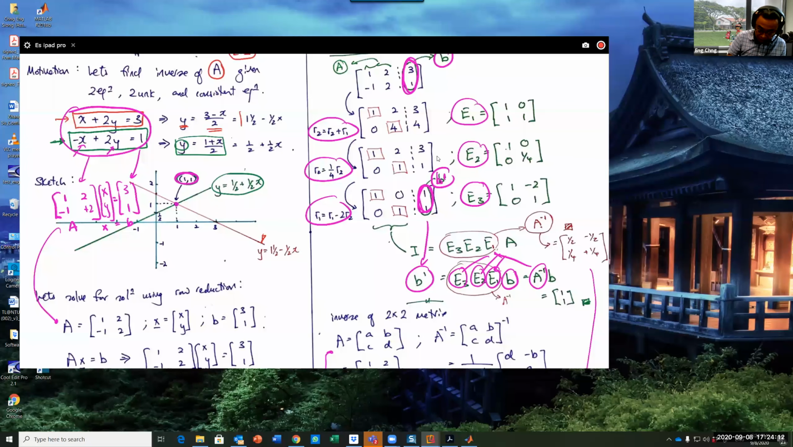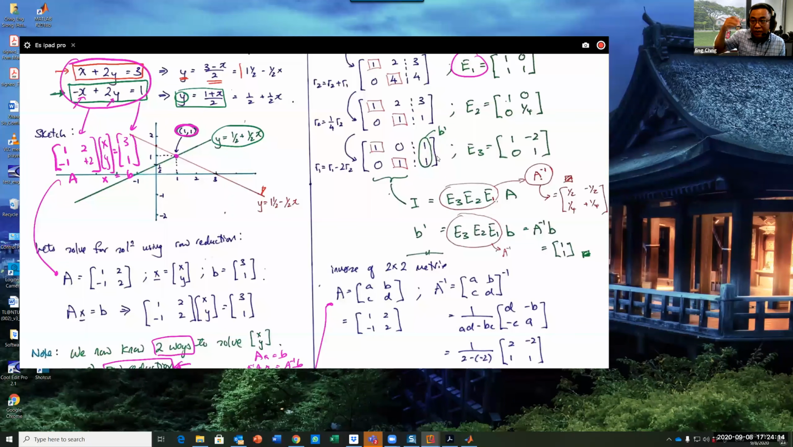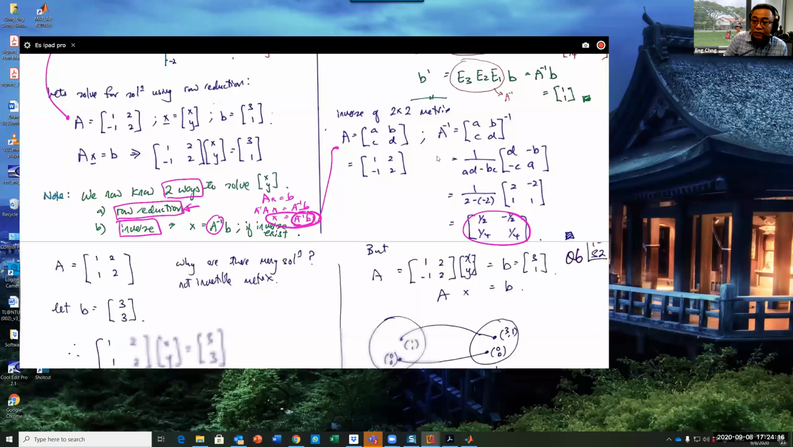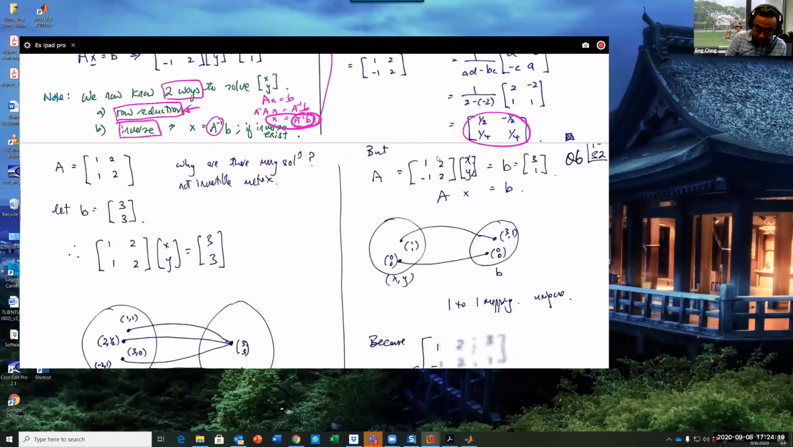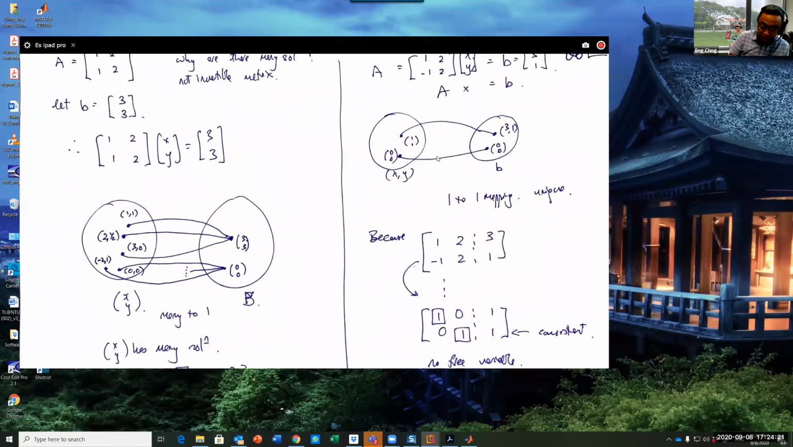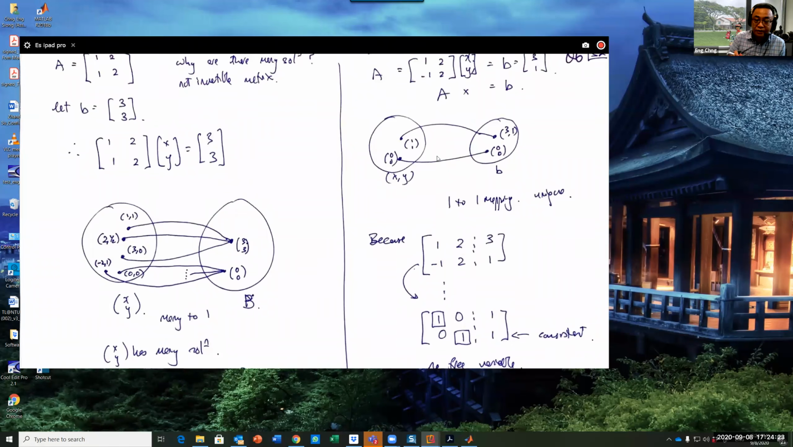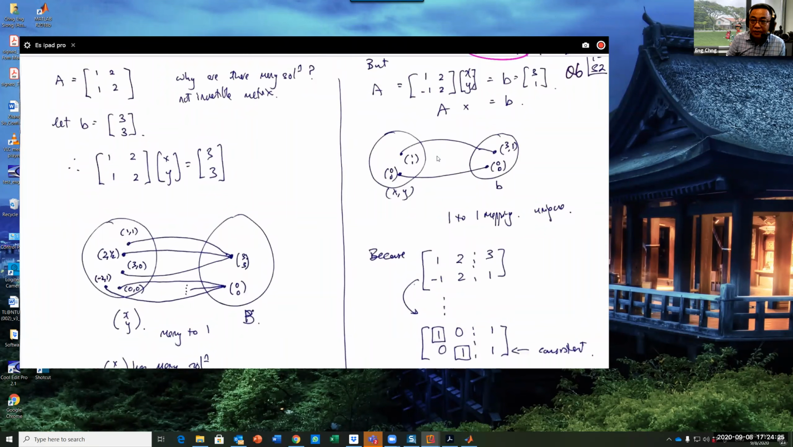Okay, so that was the whole idea of understanding it from first principles. I'm going to spend the next 5 minutes to talk about this diagram and when it is unique and when it is not unique.